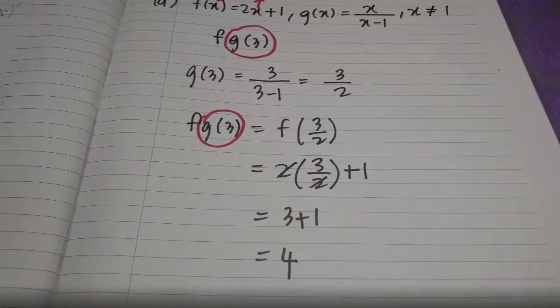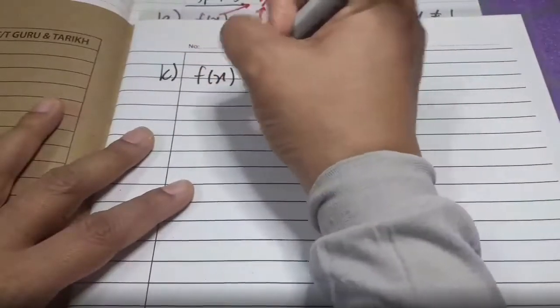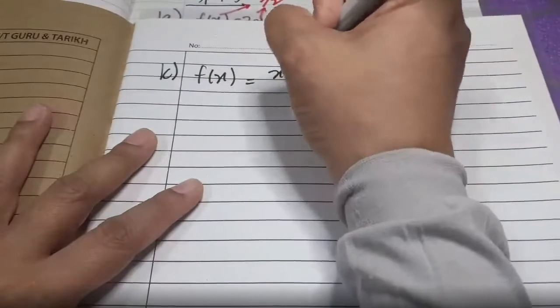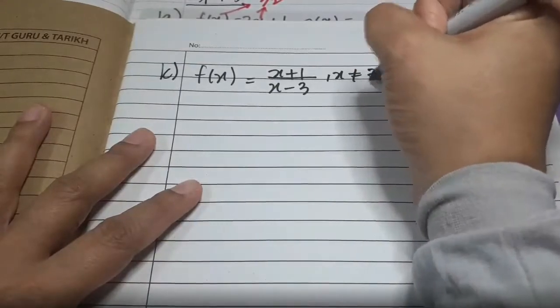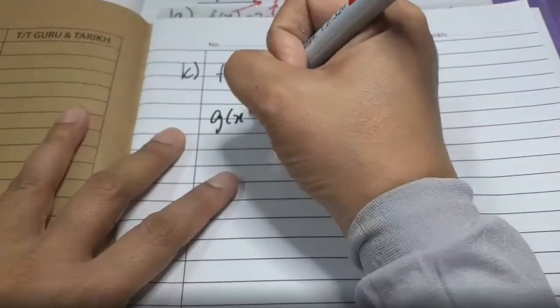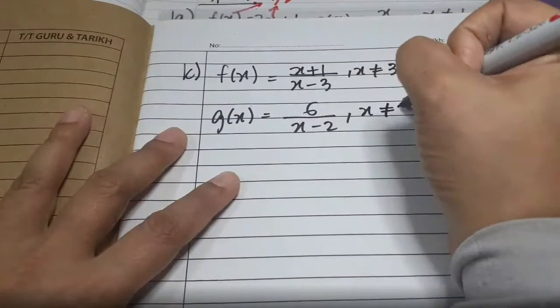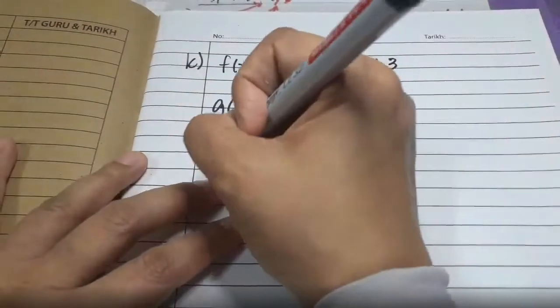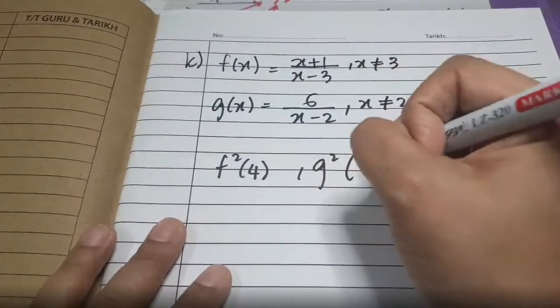C. One C. f(x) equal to x plus 1 over x minus 3, and x cannot equal to 3. And g(x) equal to 6 over x minus 2, and x cannot equal to 2. Find f squared of 4 and g squared of 1 over 2.